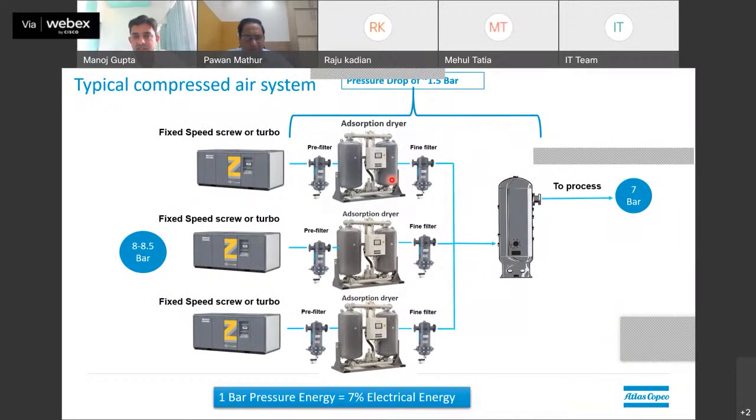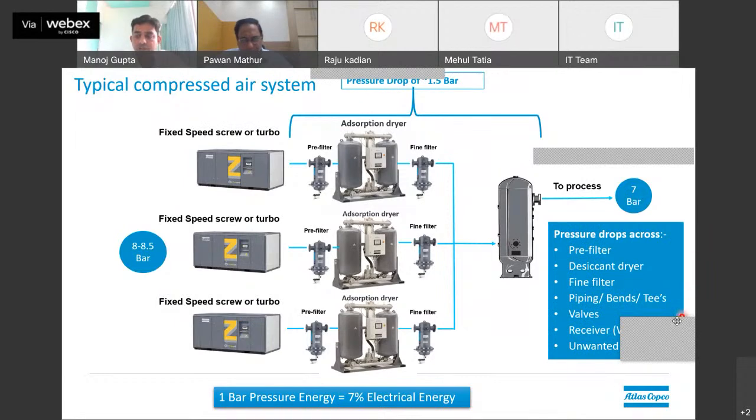Typically a compressed air system, like in a normal power plant, should be like this: normally the fixed speed or centrifugal compressor will be there, then the piping, then pre-filter filtration, then a heatless desiccant dryer, then a fine filter, and then the wet air receiver, then the dry receiver. So we can see the pressure drop between here. If we generate 8 to 8.5 bar, we will get 7 bar at the receiver outlet.